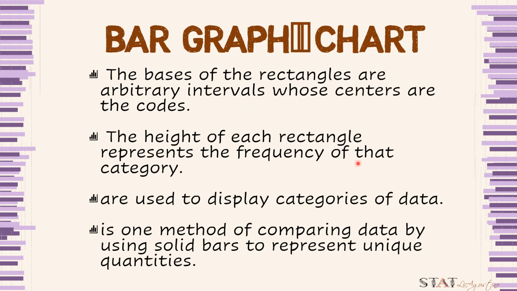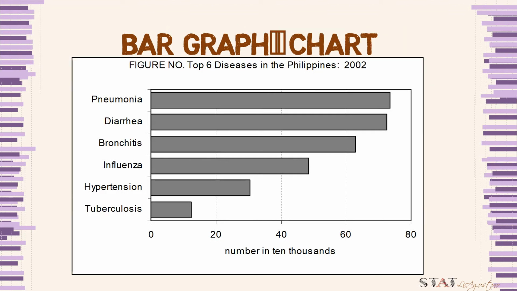So let's proceed to the bar graph or bar chart. The bases of the rectangles are arbitrary intervals whose centers are the codes. The height of each rectangle represents the frequency of that category, and it is used to display categories of data. It is one method of comparing data by using solid bars to represent unique quantities. From the word bar, it's like a rectangle. So let's see an example.